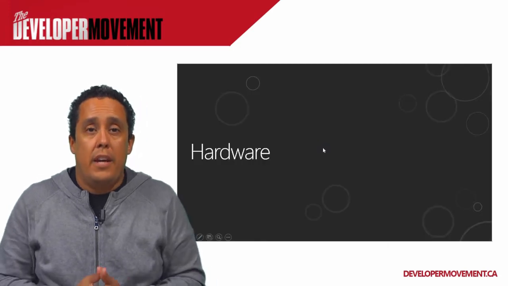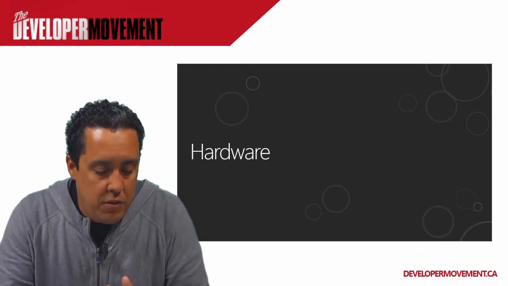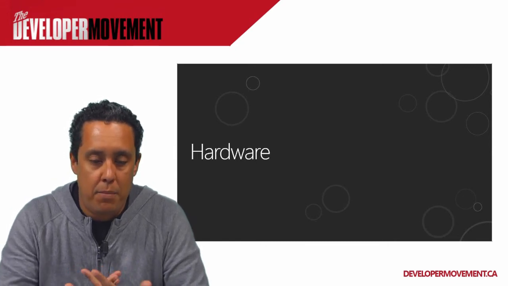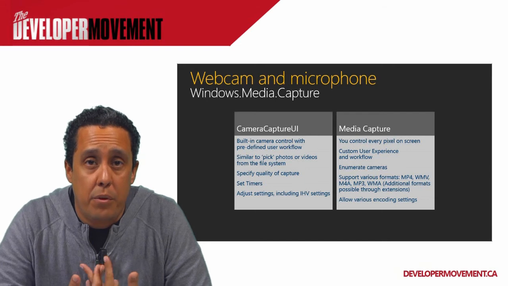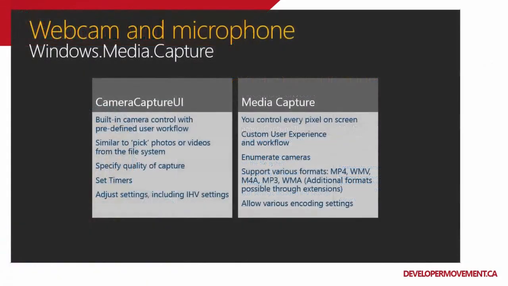So the next one we're going to look at is hardware. Windows devices come with various hardware, and we have APIs to leverage that hardware. For example, we have webcam and microphones. So you can use Windows.Media.Capture, and there are two ways to capture media. You could use the camera capture UI, or you could use the media capture. Camera capture UI is pre-built. It's external to your application. It comes with the SDK, and it's a lot easier to use.